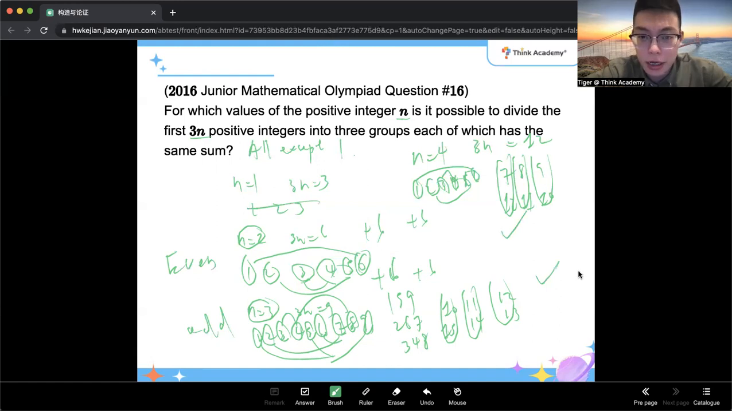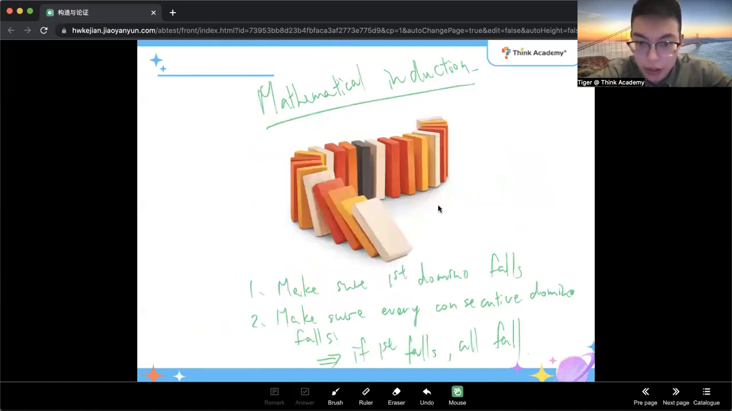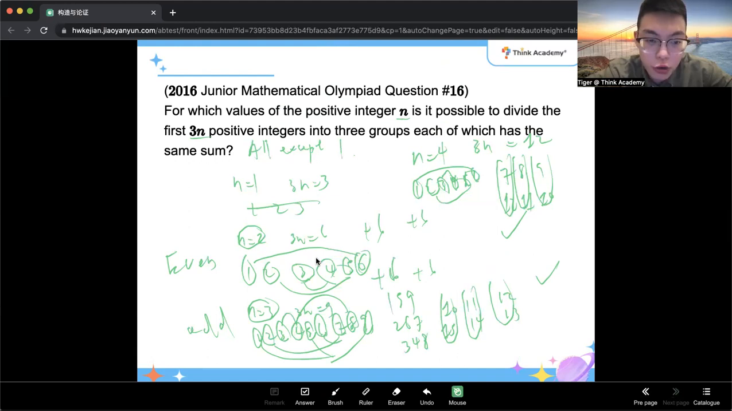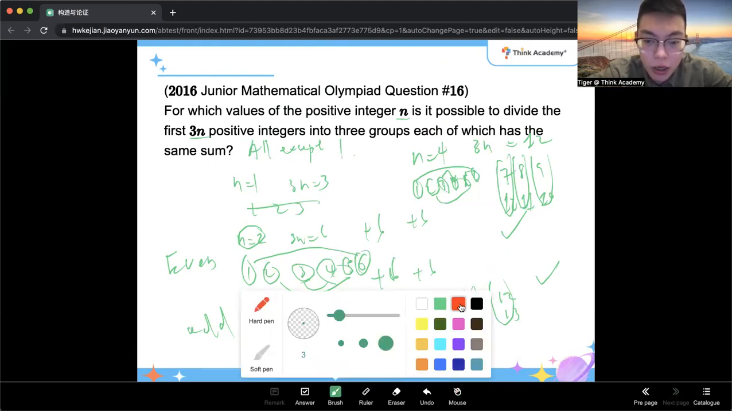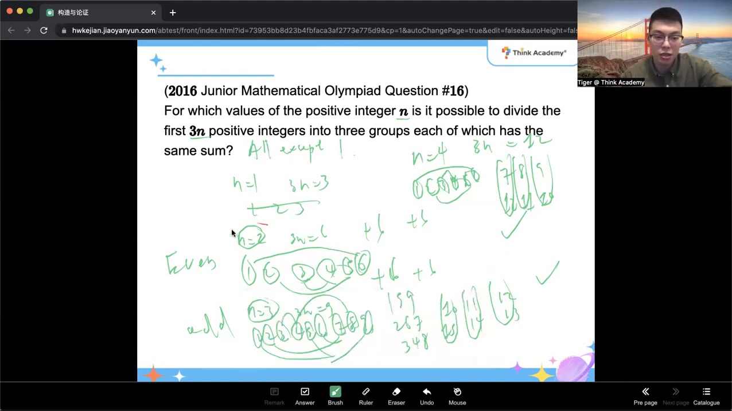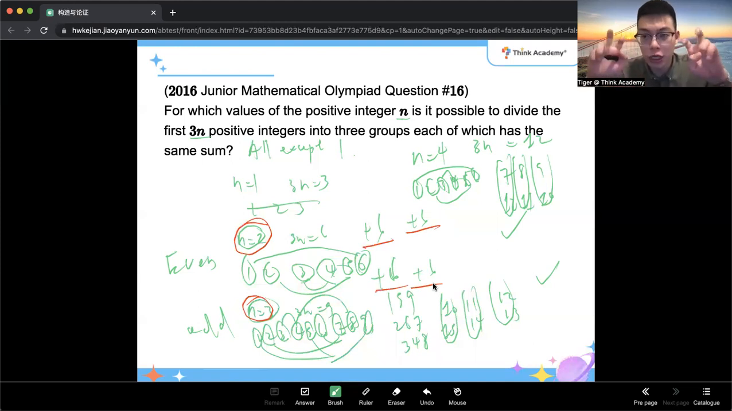So that is the logic of mathematical induction. First of all, I need to make sure that the starting cases are working, which are n equals 2 and n equals 3. And then we just need to make sure that we are finding a construction such that all the later ones are also working. Right? So for every 6 extra numbers, I can group it as 1, 6, 2, 5, 3, 4, which will always be the same.